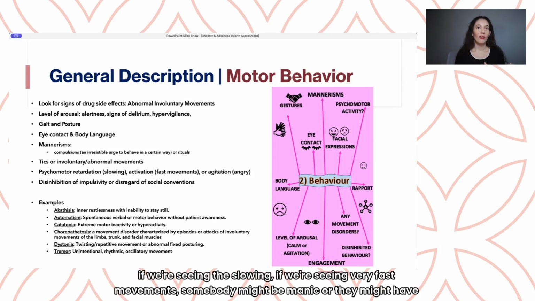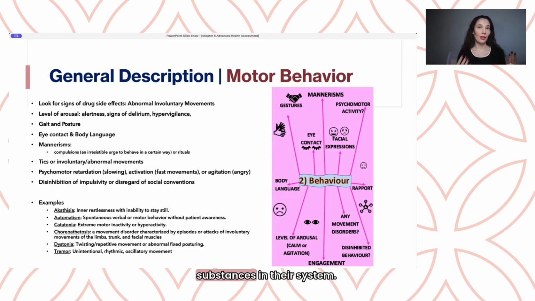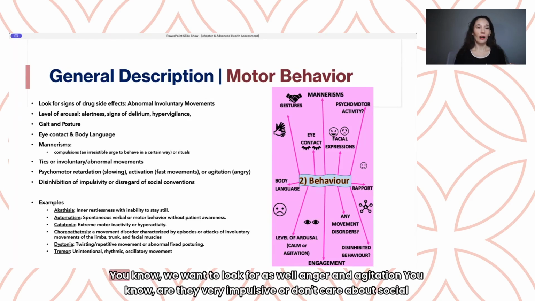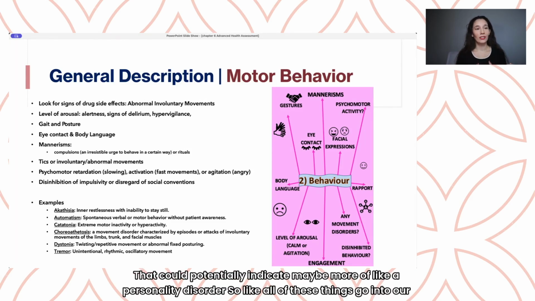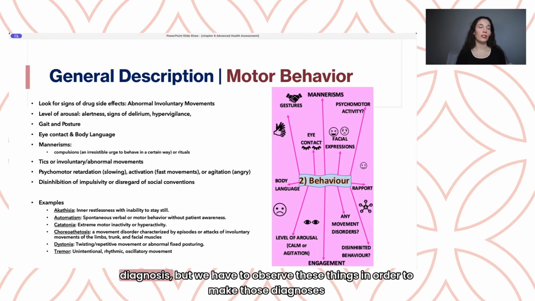So, if we're seeing the slowing, if we're seeing very fast movements, somebody might be manic or they might have substances in their system. We want to look for anger and agitation as well. Are they very impulsive or don't care about social norms, right? That could potentially indicate maybe more of a personality disorder. So all of these things go into our diagnosis, but we have to observe these things in order to make those diagnoses.